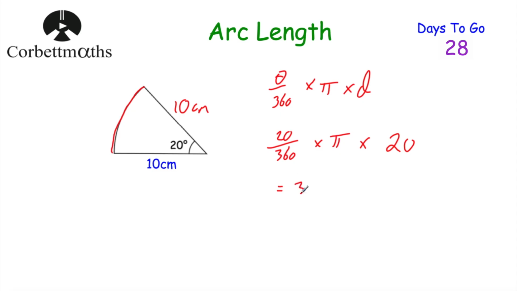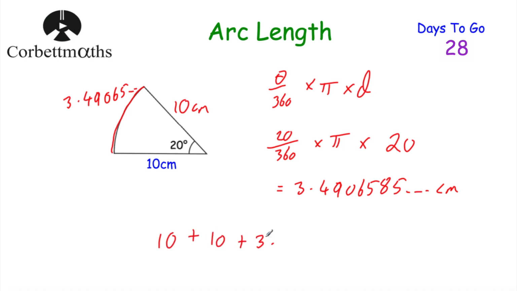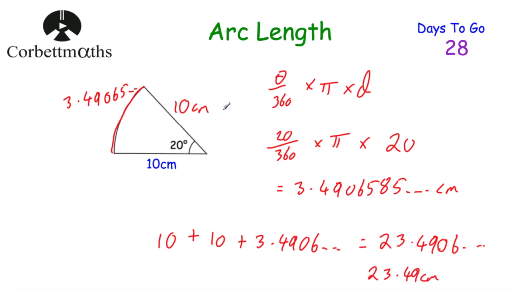So we just need to work this out now. We get 3.490658 and so on centimeters. So the length of the arc, this part, is 3.49065 and so on centimeters. And I asked you to find the perimeter of the sector, so it's going to be 10 plus 10 plus 3.4906 and so on, and that's equal to 23.4906 and so on. Let's round our answer to 2 decimal places. That's 23.49 centimeters, and that's it. And I hope you got that right.